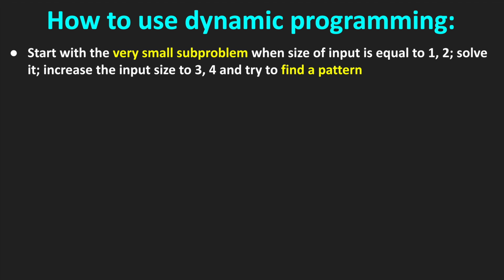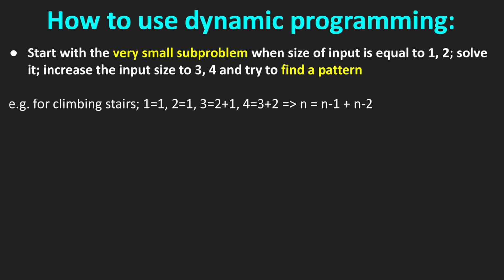Let's say that you are given a problem. As a first tip, what we can do is start with the very small subproblem. When the size of the input is equal to 1 or 2, solve it, then increase the input to 3, 4, and try to find the pattern. For example, in our case, for climbing stairs, we can say, okay, for the first stair, we have only one way.